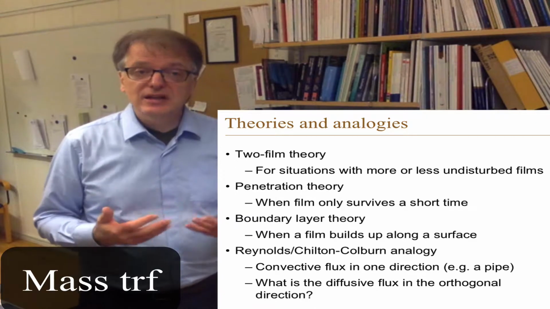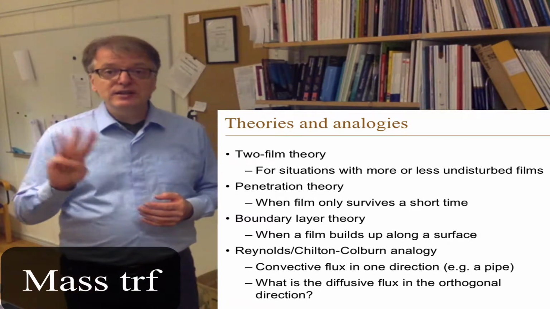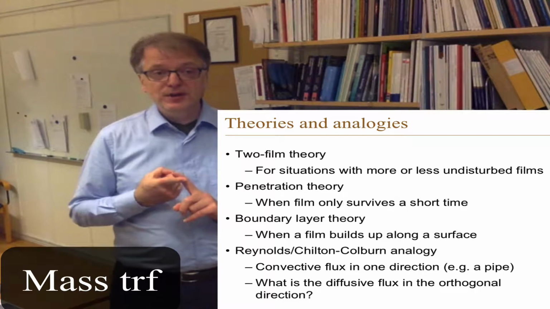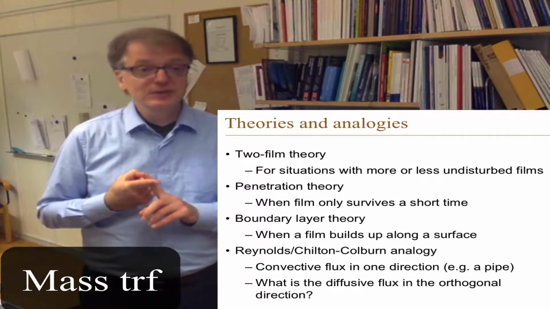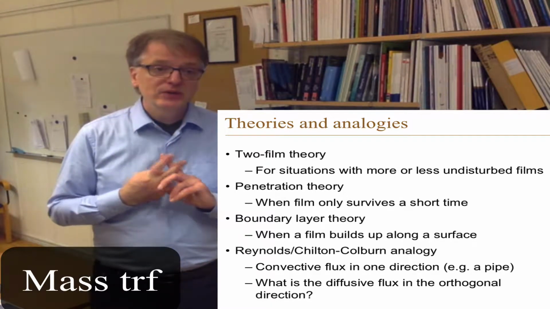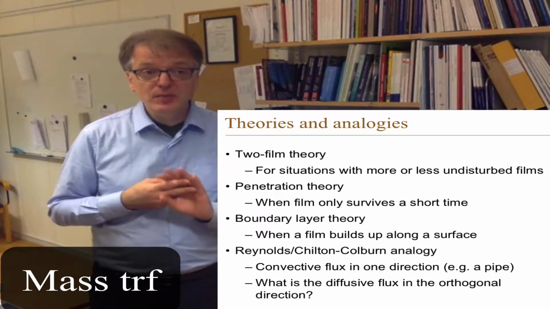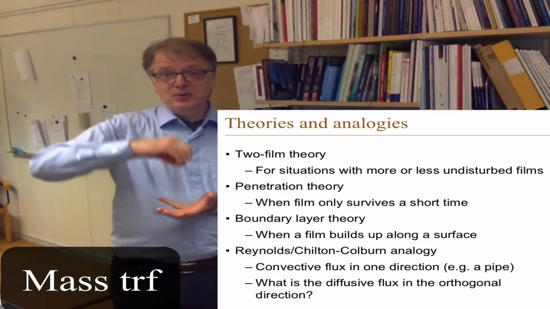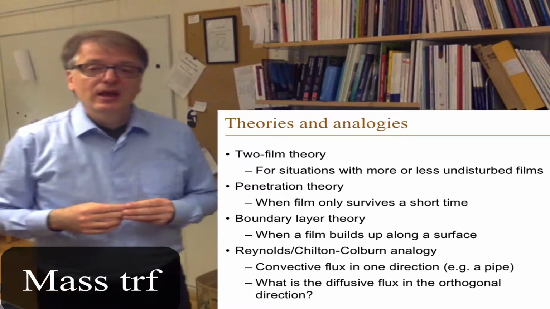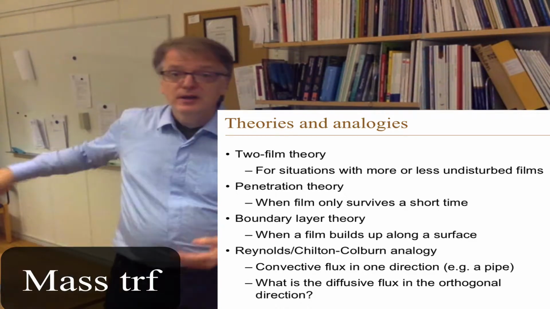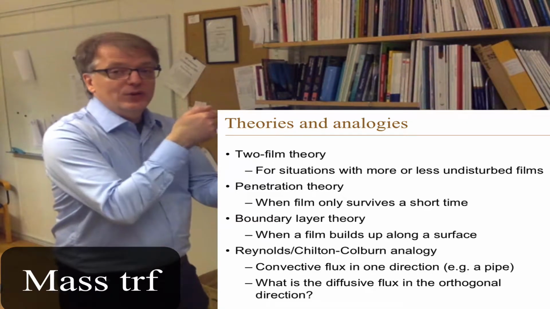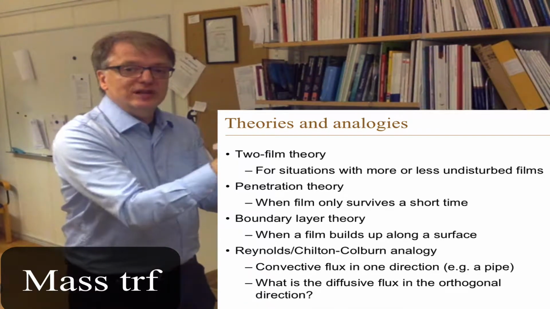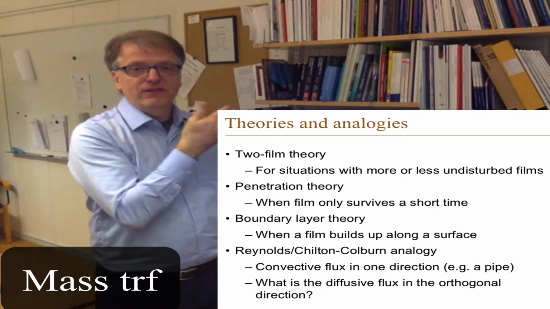Then we turned our attention to different mass transfer theories and analogies, and we introduced 3 different theories. The two-film theory for situations with more or less undisturbed and well-defined films. The penetration theory, when you have a film that only survives a short time, like when a gas bubble rises through a liquid. And we introduced the boundary layer theory, which you can use when you have a flow that meets a surface, and then you describe what happens at a certain distance from the edge.